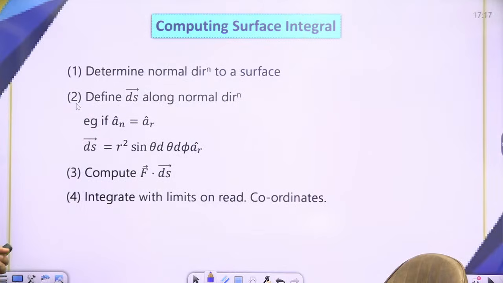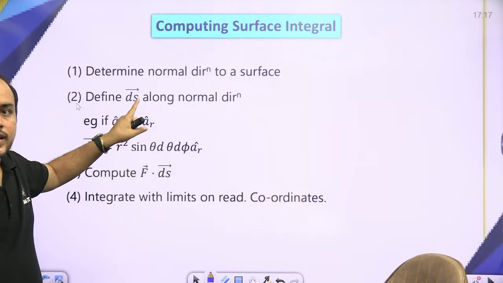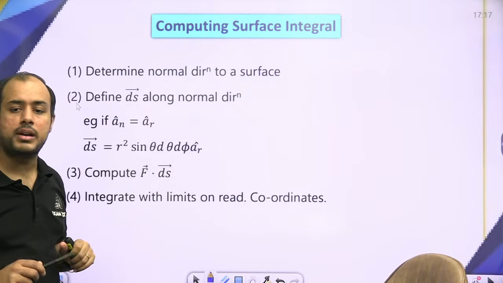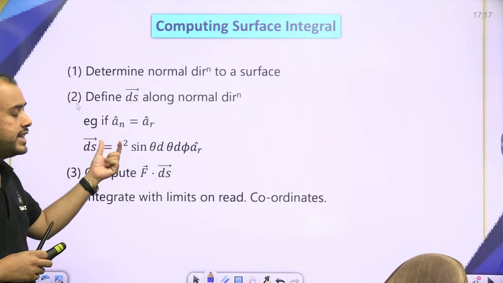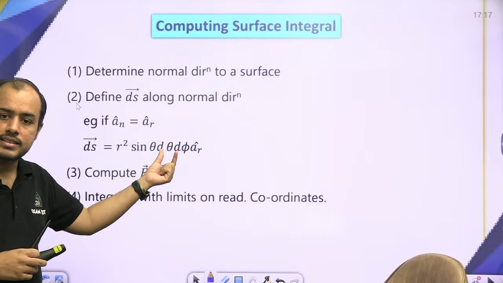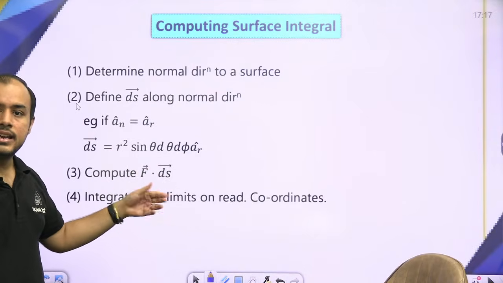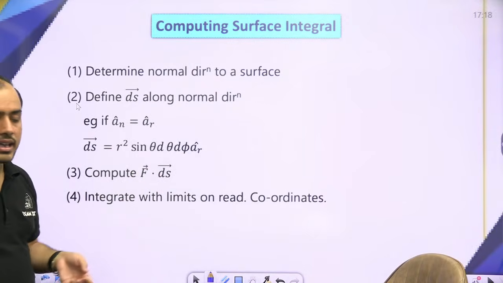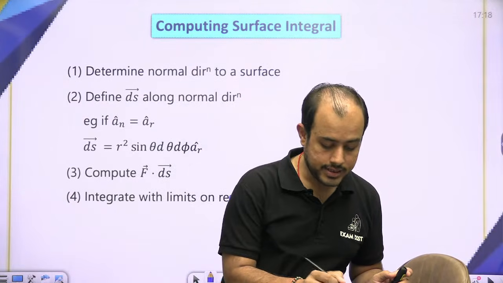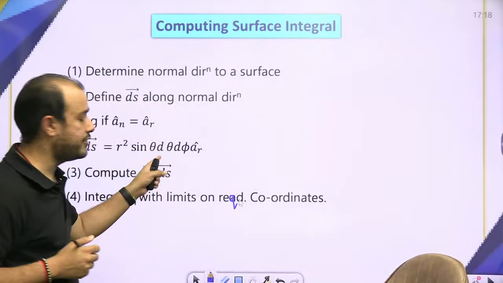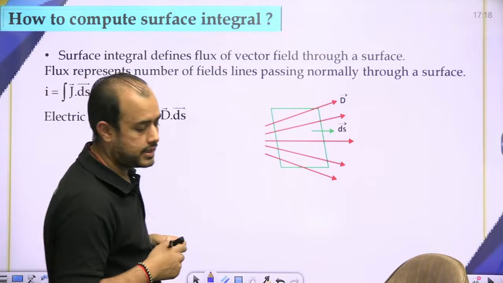Now how to find surface integration? Find the normal direction. Find dS vector along normal direction. Suppose normal direction is AR cap. So yesterday I taught you the differential area in AR cap is r square sine theta d theta d phi AR cap. Then compute this. Integrate with the limits on the required coordinate. ठीक है? जैसे if you are getting d theta d phi, you will put the limits in terms of theta and phi.